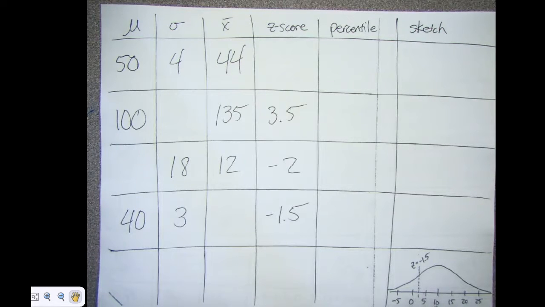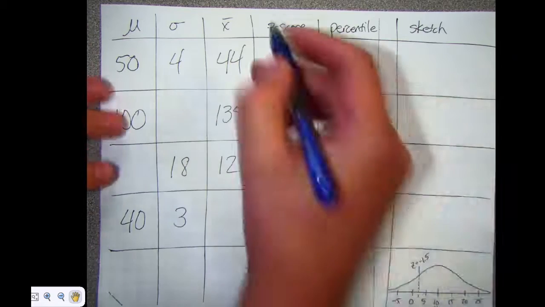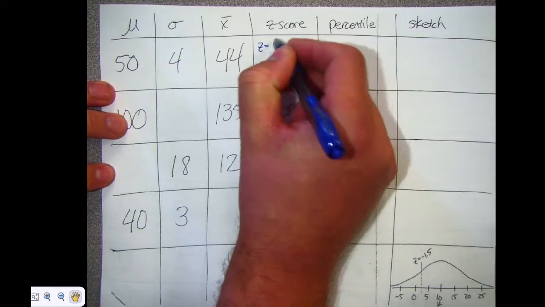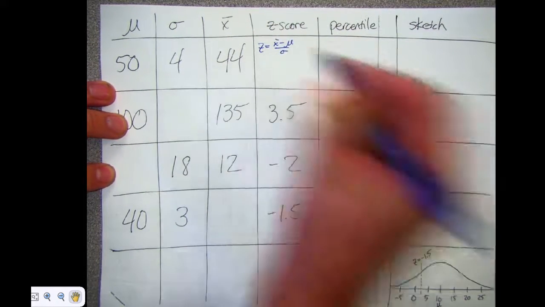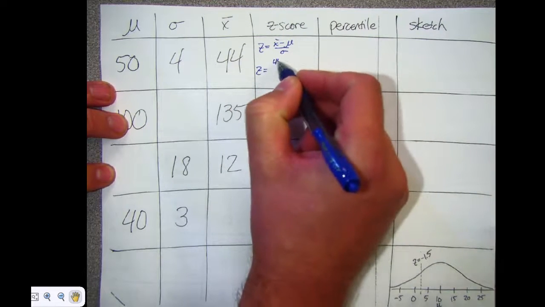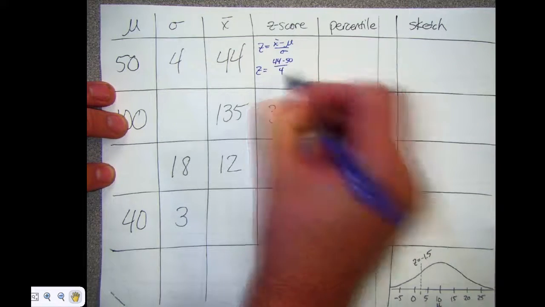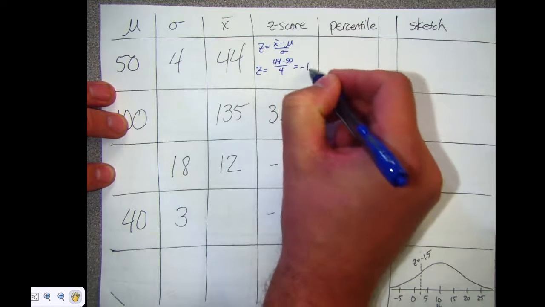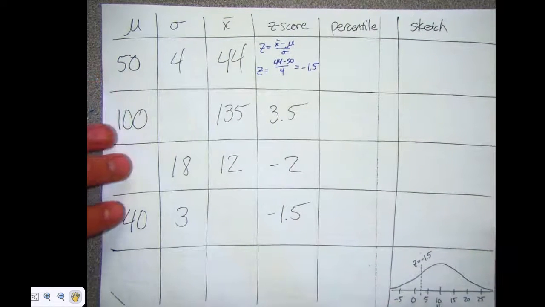So for this first one, it's pretty similar to what we did yesterday. I gave you those 8 problems for homework, which I forgot to walk around and check. So if you didn't do it, you got lucky. I'm going to go through and do the same thing. So z is going to equal x bar minus mu over standard deviation. So z equals 44 minus 50 over 4. So z equals negative 1.5.